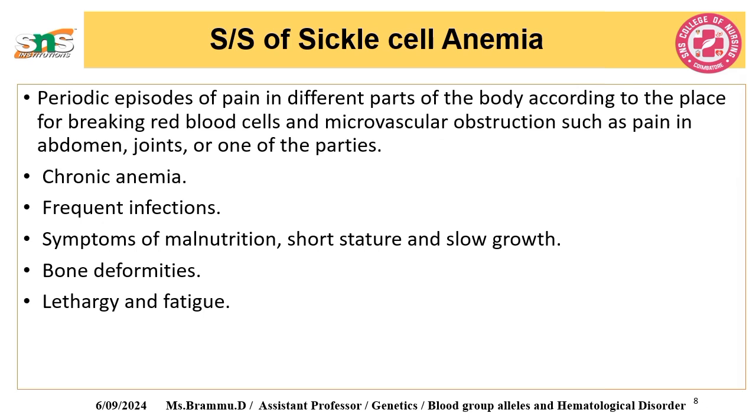So, what are the signs and symptoms of sickle cell anemia? Most of the patients will complain of pain around the abdomen, joints, or both areas, where they will have severe pain. Some patients will complain of chronic anemia and frequent infections, which can be of the upper GI or upper respiratory tract. In some, patients will show malnutrition, stunted growth, bone deformities, lethargy, and fatigue. This lethargy and fatigue is purely due to the reduced amount of HB in the blood.